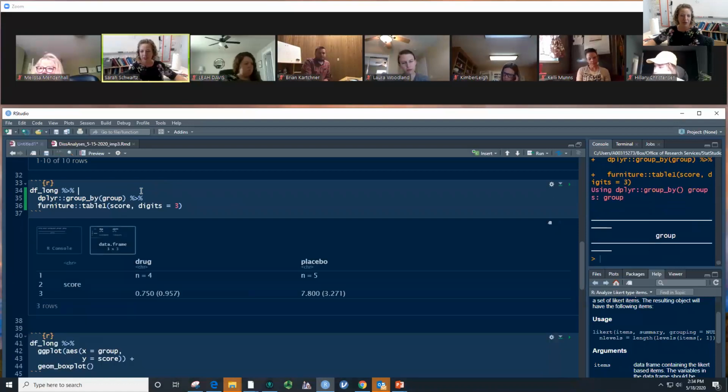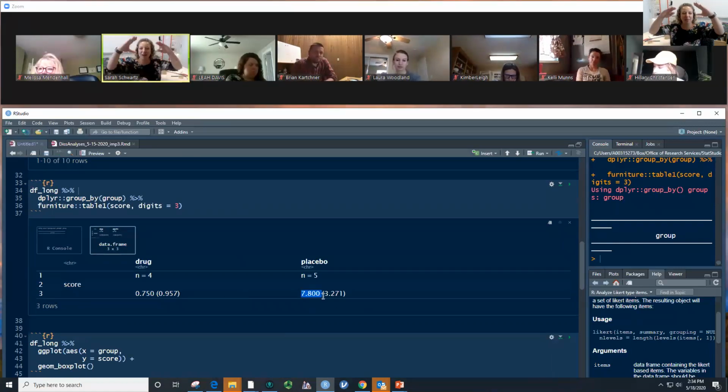So let's look at removing that person. Look what happened to our averages. Average of 0.75 versus an average of 7.8. They're even more different, right? Look at our spreads. What's the spread in this group? 0.9, it's less than 1, and the spread is here. So not only have the averages gotten far apart, but our sample sizes are 4 and 5, so they're not the same. And our spreads have gotten more lopsided.